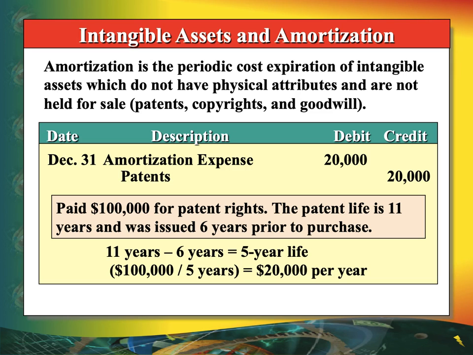Just like the fixed asset, you have to amortize the intangible asset. Amortization is the periodic cost expiration of intangible assets which do not have physical attributes and are not held for sale. For example, patents, copyright, and goodwill. So depreciation is used to depreciate the fixed asset, while for natural resources it's called depletion. For intangible asset, it's called amortization.